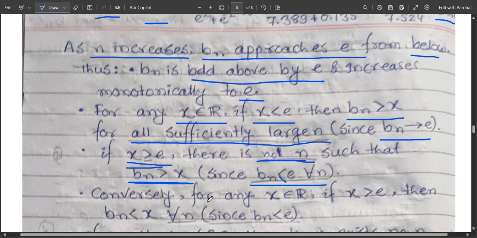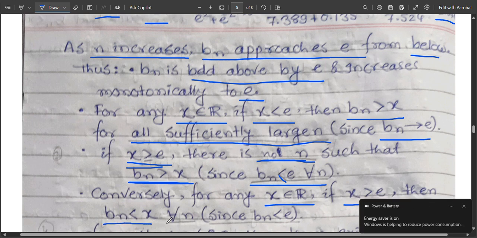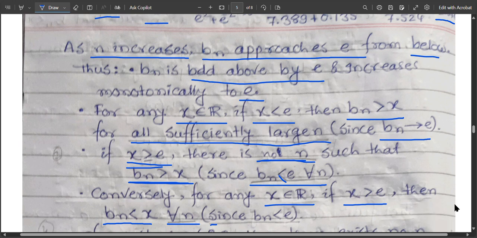So conversely, for any x in R, if x is greater than e, then Bn is always less than x for all n, since Bn is always less than e.